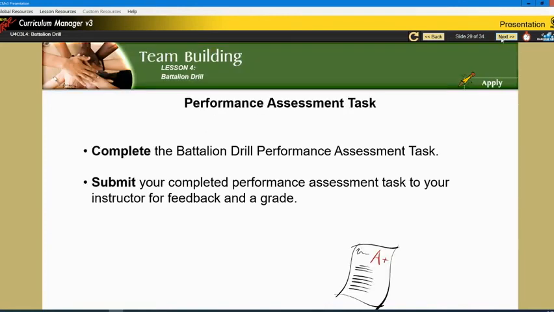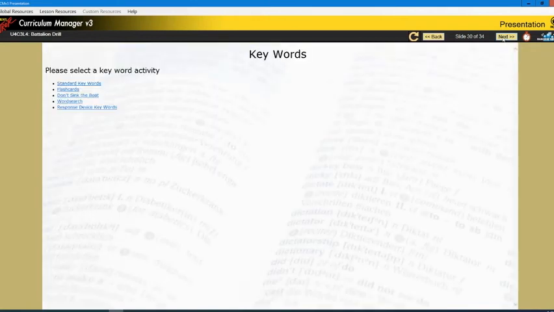All right, at this time, you guys will do the battalion drill performance assessment task in your notebook. Remember, save it, then pull it up again in Adobe, fill it out, save it again, and then send me that assigned copy in your portfolio. And that is it.